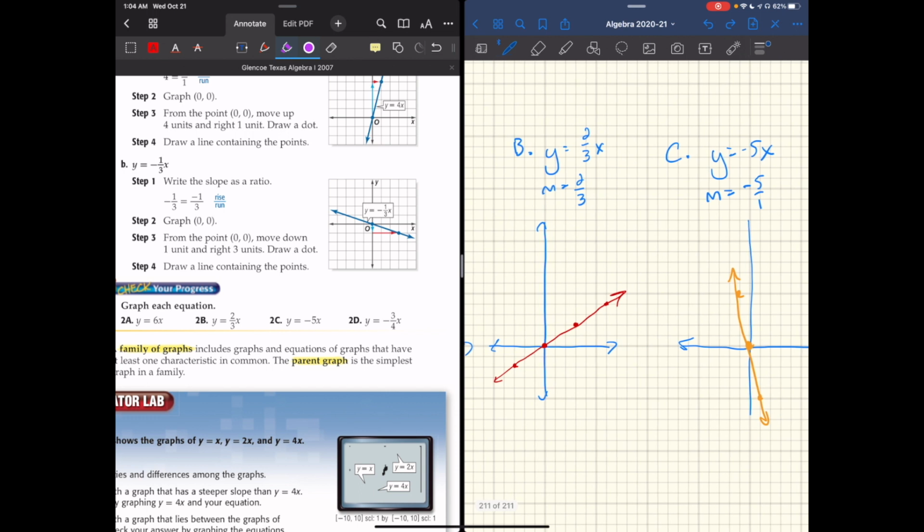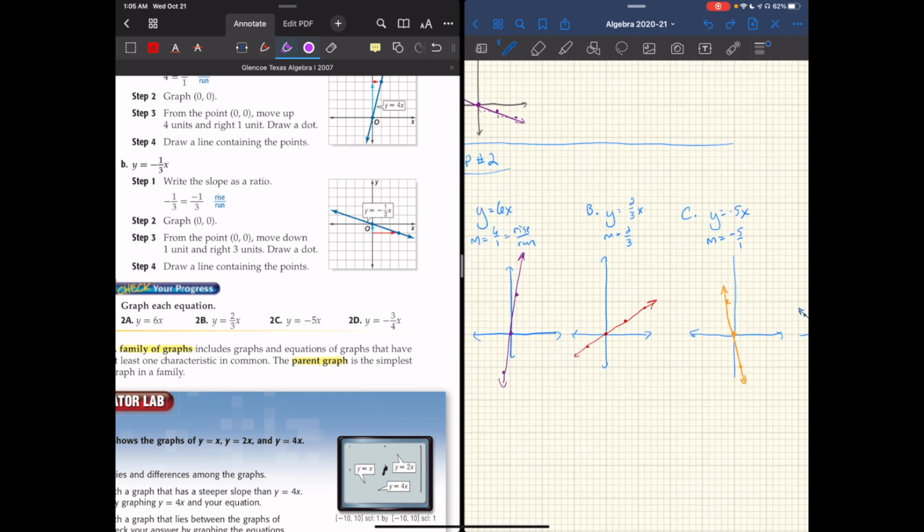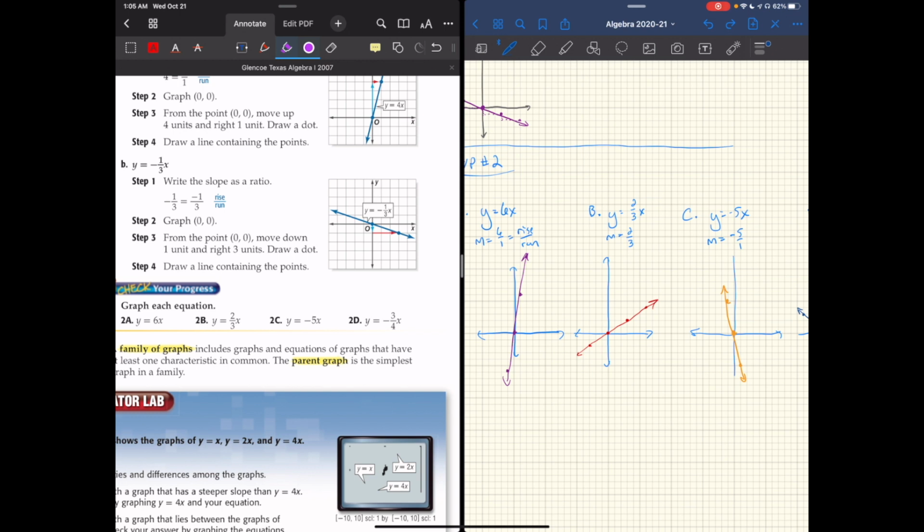Check Your Progress 2b, again, pass through the origin. This time our slope is 2/3, rise over run, 2 over 3. So I've gone up 2 over 3, up 2 over 3, down 2 backwards 3, same thing, and I get the red line there. What you should notice, how do these two lines compare? Yeah, the 2/3 x is way less steep, right?